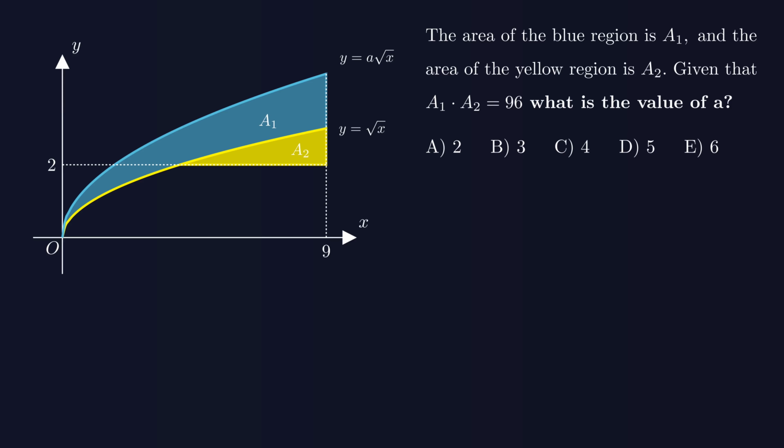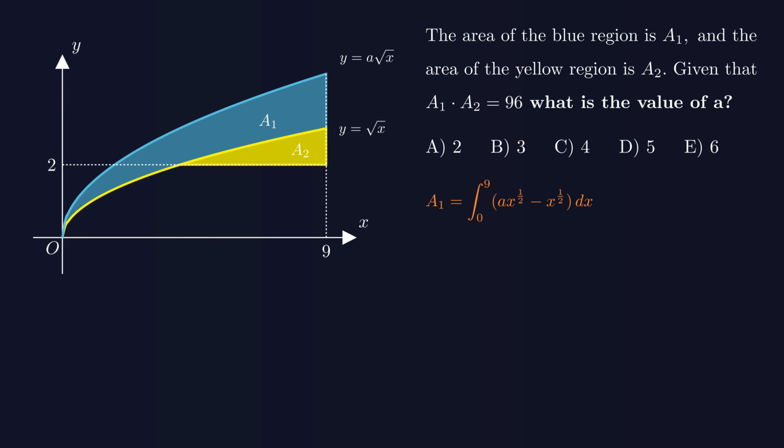Now, let's find the area of region A1. Since A1 lies between these two curves, we'll write an integral and subtract the lower function from the upper one. A1 equals the integral from 0 to 9 of ax^(1/2) minus x^(1/2). I converted the square roots to exponents to make integration easier.